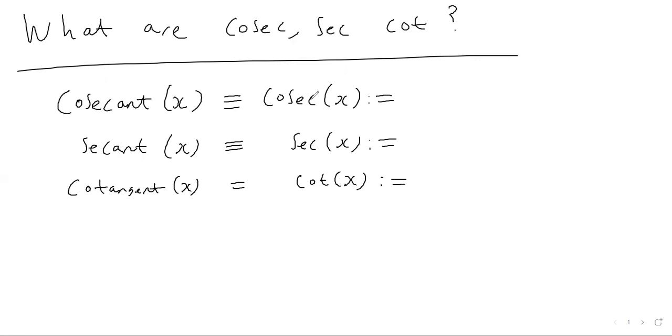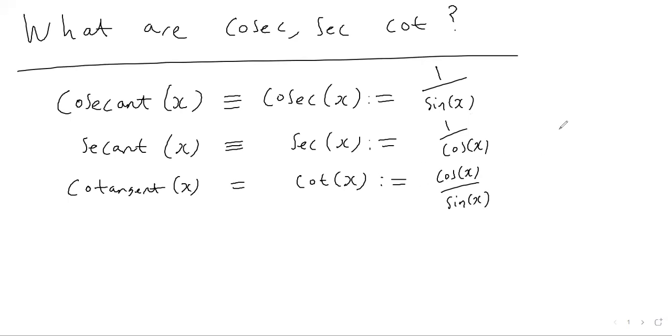So the definition of cosec of x. Cosec of x is actually 1 divided by sine x. That's what cosec is. It's just 1 divided by sine x. Sec is actually 1 divided by cos x. And cosec is 1 over sine, sec is 1 over cos x, and cotangent, that's actually cos x divided by sine x. So that's what cot is.